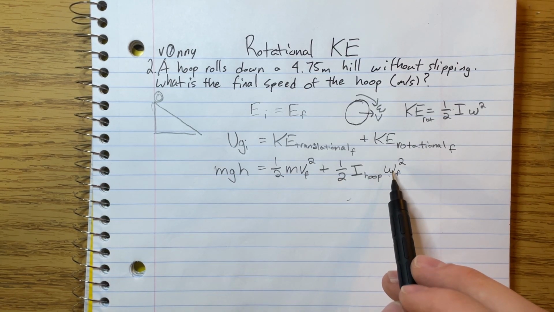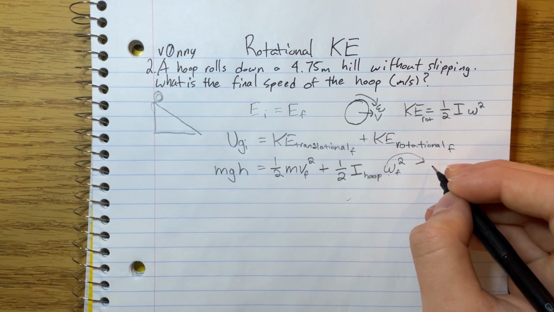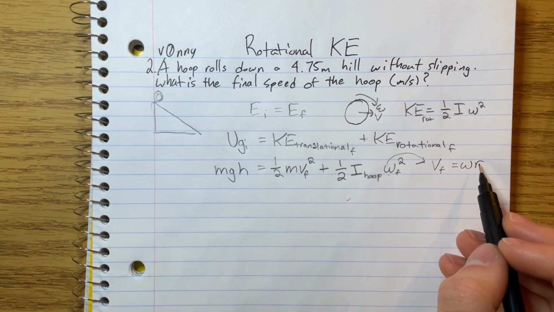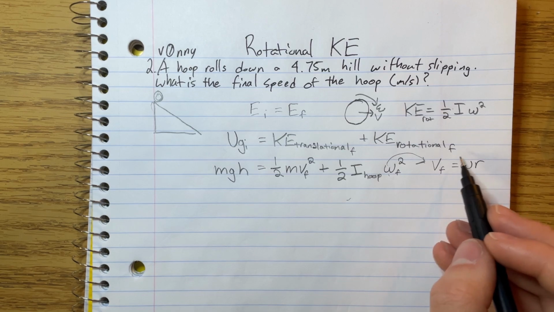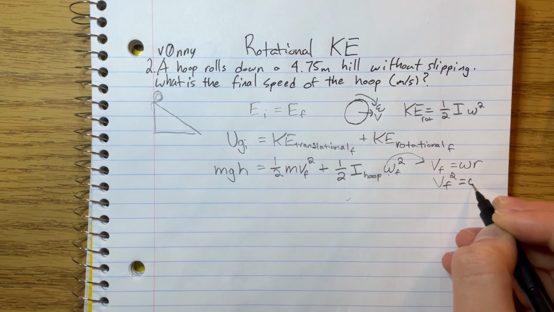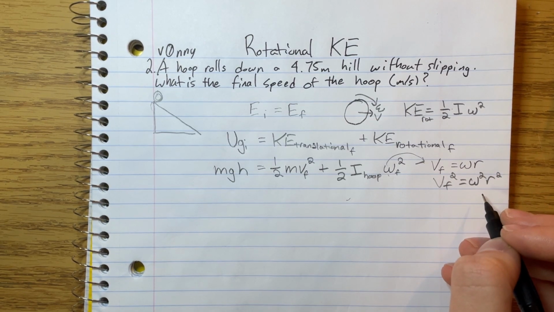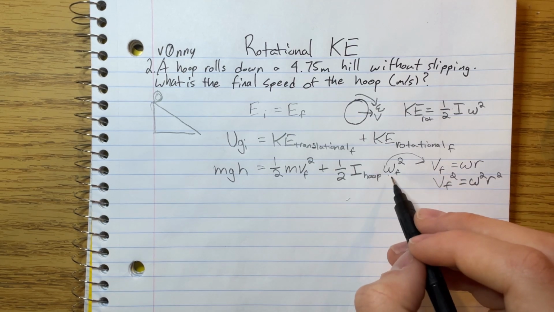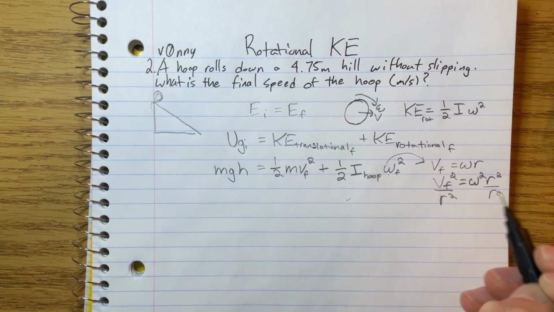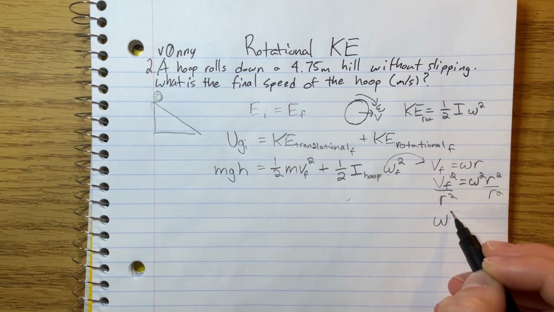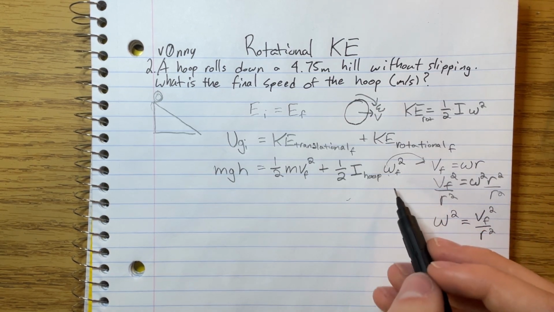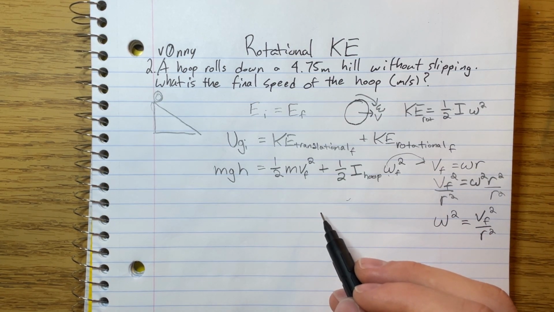We can split up omega, if we remember. Velocity equals omega times the radius. And so if we're squaring that quantity, we get omega squared and the radius squared. Thus, if we're solving for omega, we just divide by r squared here, divide by r squared here, and we ultimately get omega squared equals the final velocity squared over the radius squared. So let's take that into account and substitute that value in.